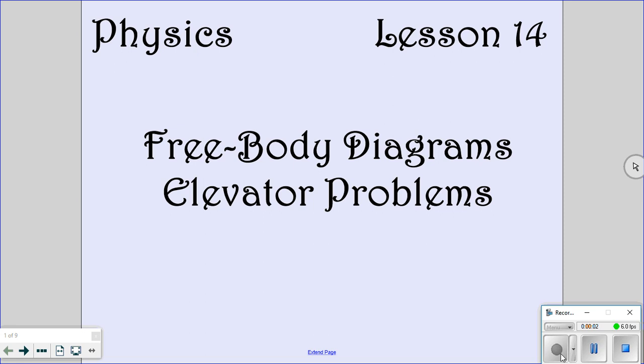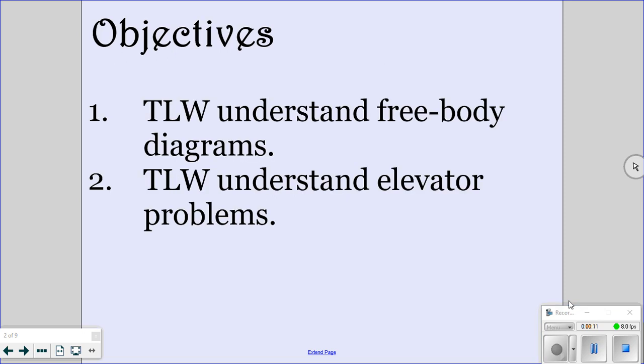Alright, so we are looking at lesson 14. We're going to look at free body diagrams and then elevator problems. So hopefully after this lesson you will understand how free body diagrams are drawn and you'll understand elevator problems.